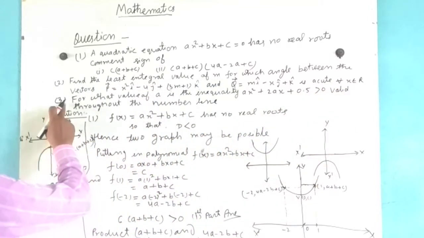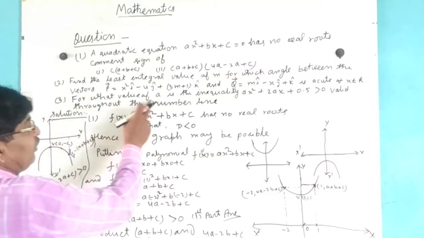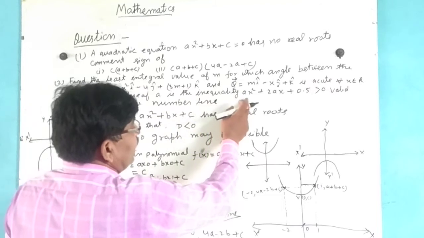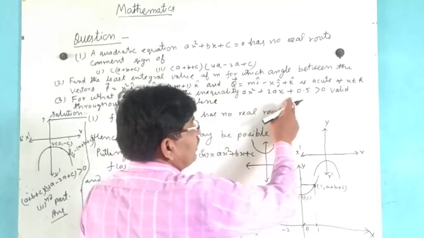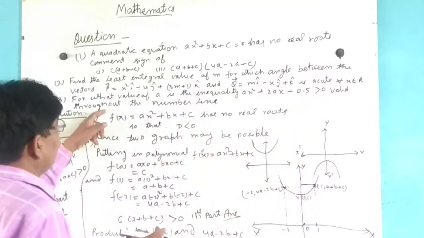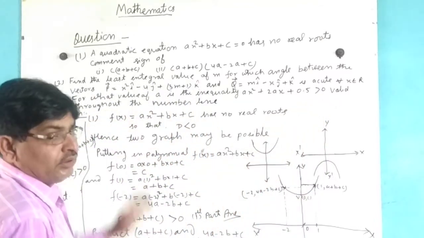And third question: for what value of a is the inequality ax² + 2ax + 0.5 greater than 0 valid throughout the number line.